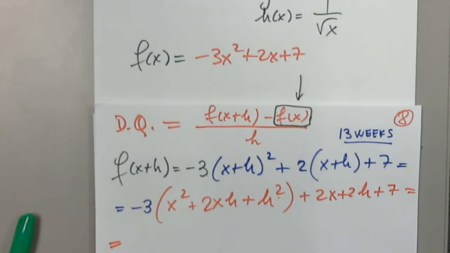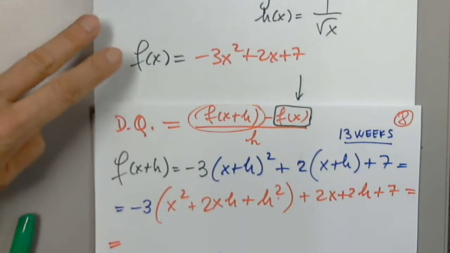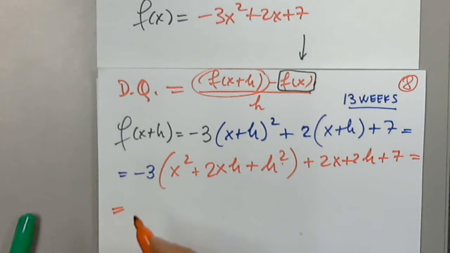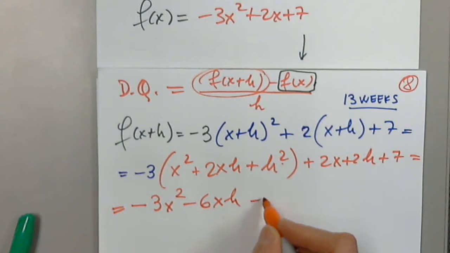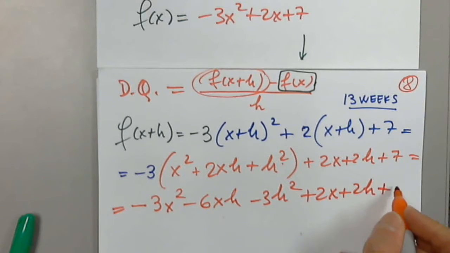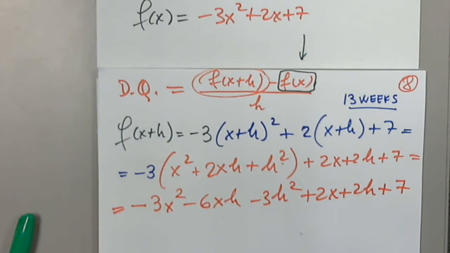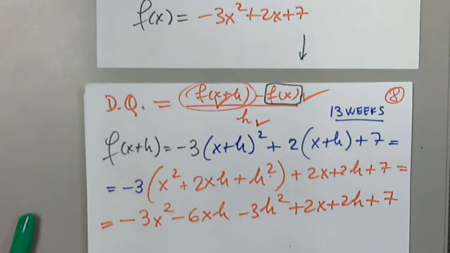Okay, and the final simplified form, I cannot do anything beyond this, to this piece is what? Distribute. Yes, negative 3x squared minus 6xh minus 3h squared plus 2x plus 2h plus 7. So now I have this, and I have this. I will put all these 3 pieces together and simplify the difference quotient.